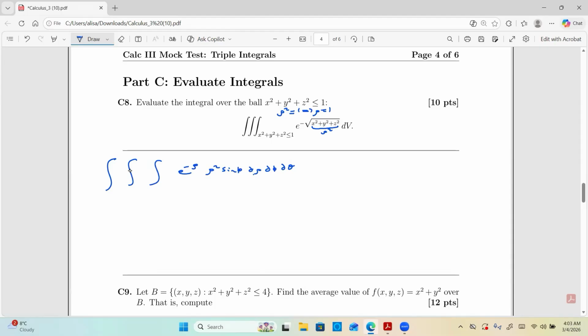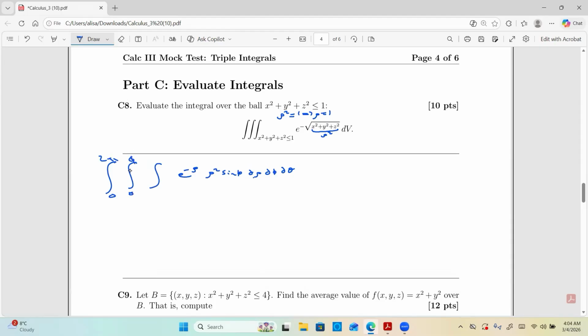Except that we have to set up the boundaries for this in spherical coordinates. And here's an important note for you. Whenever we're working with a sphere centered at 0, 0, 0, like the origin, it's always going to be the full thing. So it's going to be 0 to 2 pi for theta and 0 to pi for phi. And for rho, it's going to be 0 to 1 in this case.